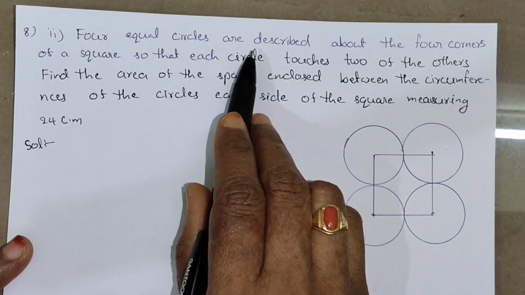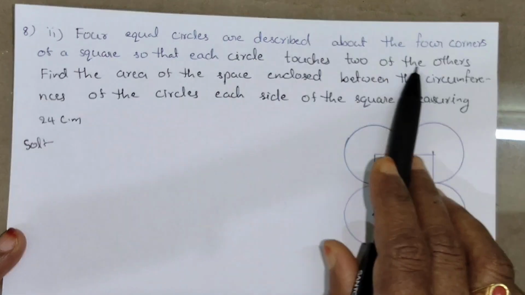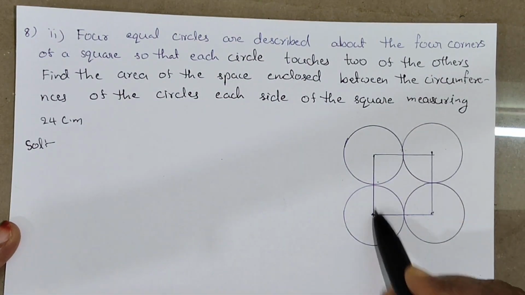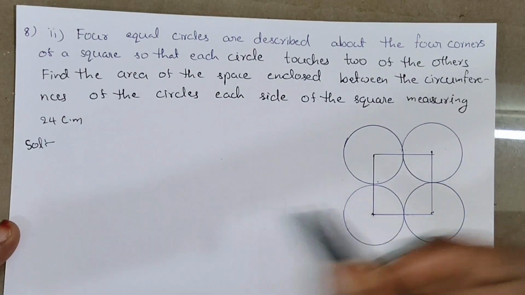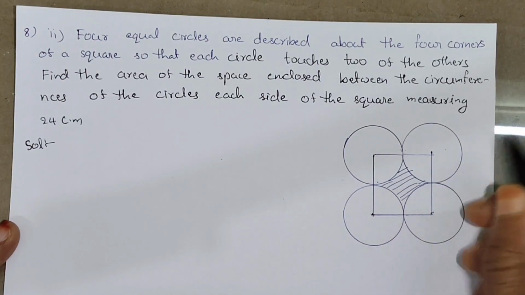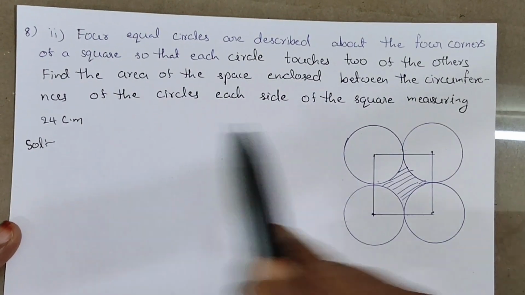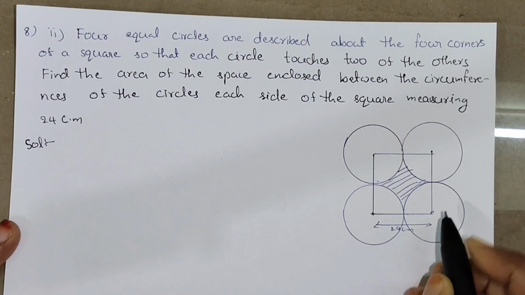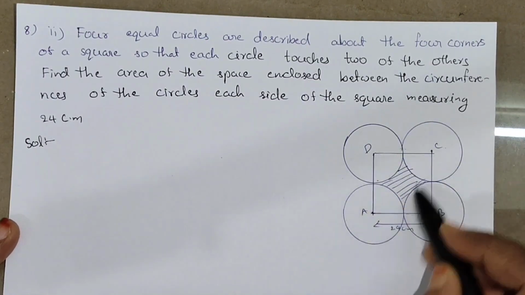4 equal circles are described about the 4 corners of the square, and each circle touches 2 of the others. So this is the square. Find the area of the space enclosed between the circumferences. Here we find this area. Each side of the square measures 24 centimeters, so this is the 24 centimeters. A, B, C, D are the centers of these 4 circles.